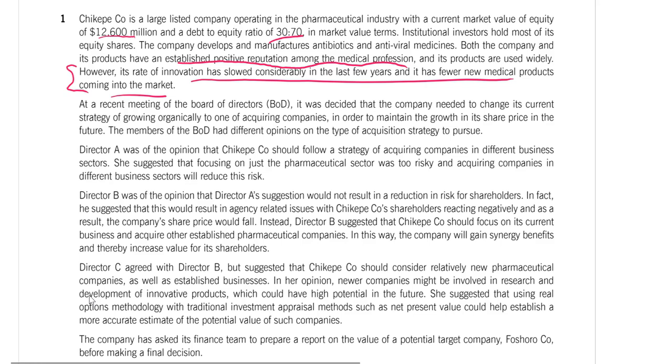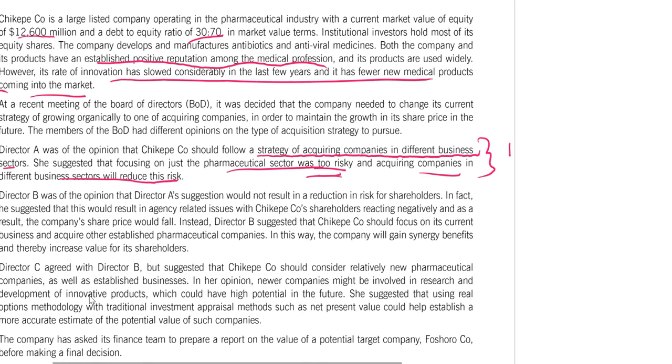Director A was of the opinion that the company should follow a strategy of acquiring companies in different business sectors. She suggested that focusing on just the pharmaceutical sector was too risky, and acquiring companies in other different business sectors will reduce the risk. So this director is suggesting diversification.